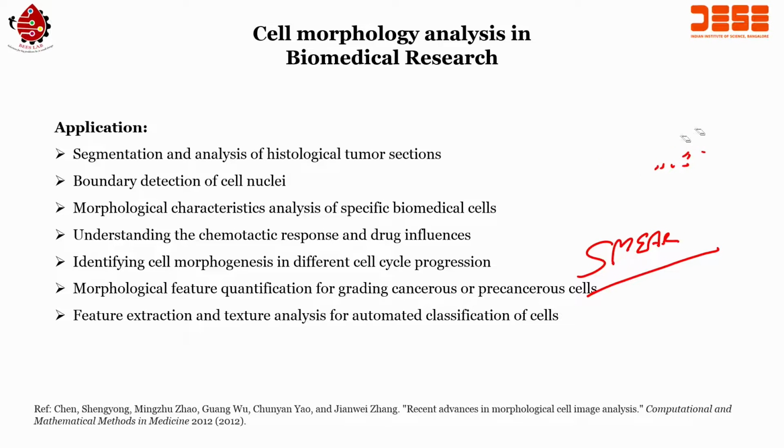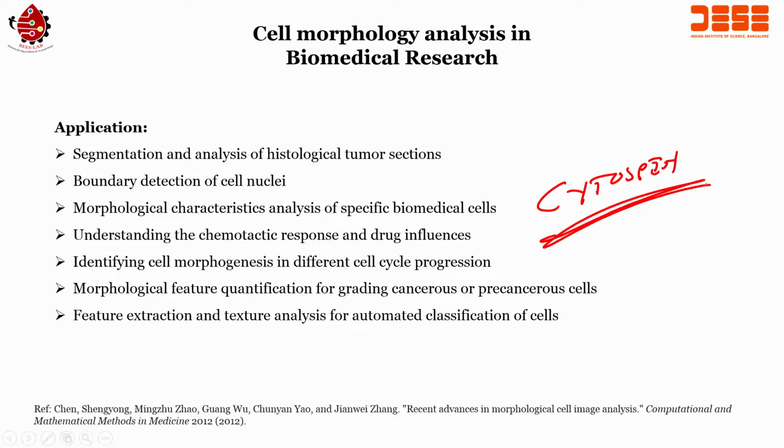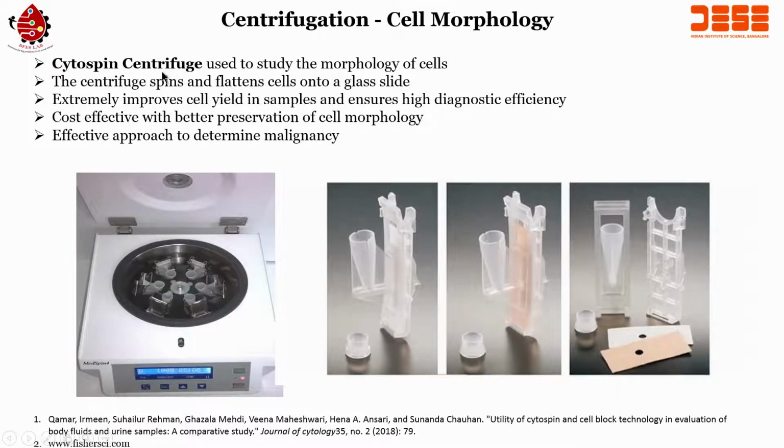So, to avoid that, we can use a system called cytospin. I will discuss cytospin in detail in the next module, but let us see right now how the cytospin works. Okay. Cytospin centrifuge is used to study the morphology of cells. The centrifuge spins and flattens cells onto a glass slide. It improves the cell yield in samples and ensures high diagnostic efficiency. Also, it is cost effective with better preservation of cell morphology and is an effective approach to determine malignancy.